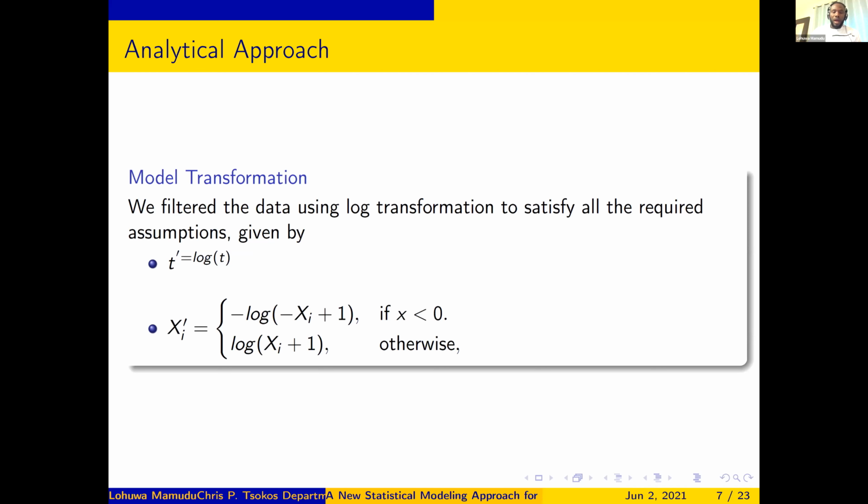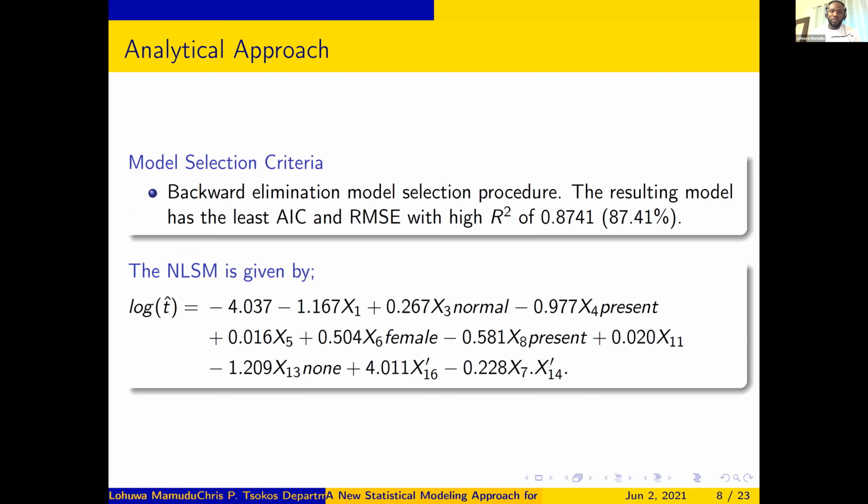So having transformed the data, we moved on to develop the model. The model selection adopted was a backward elimination model selection procedure in which we end up selecting the model which has the least AIC, which is the Akaike information criterion, and the root mean square error. Then the model which was found has a high R square as high as 87.41%. Now, this is the nonlinear model which was found given the model building process.